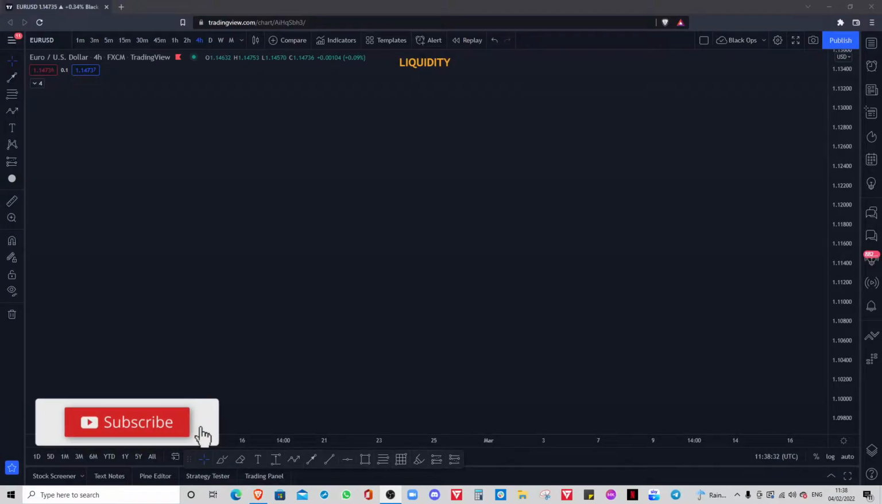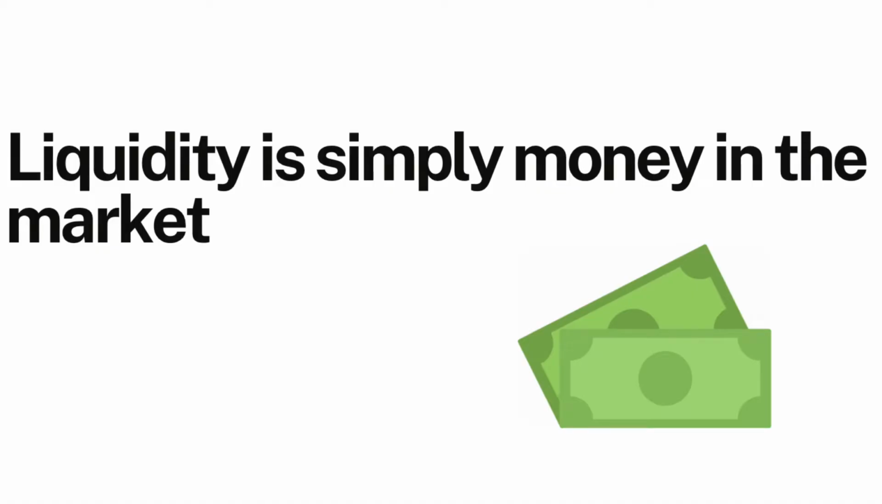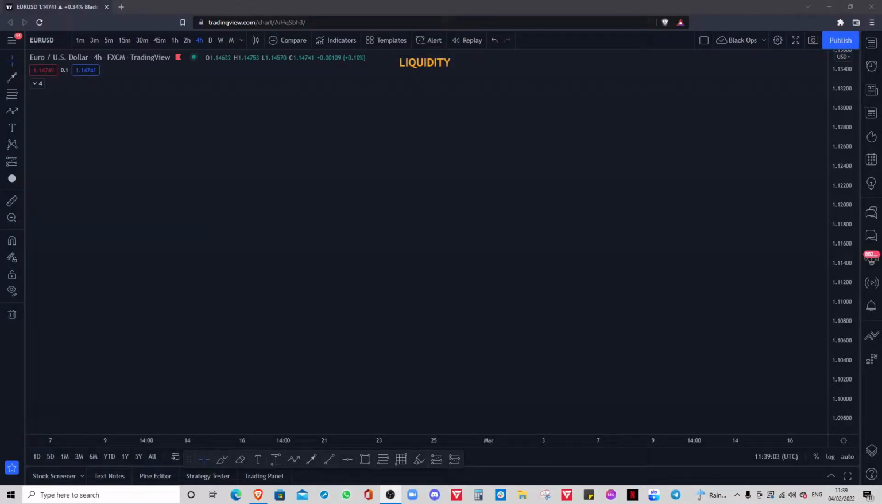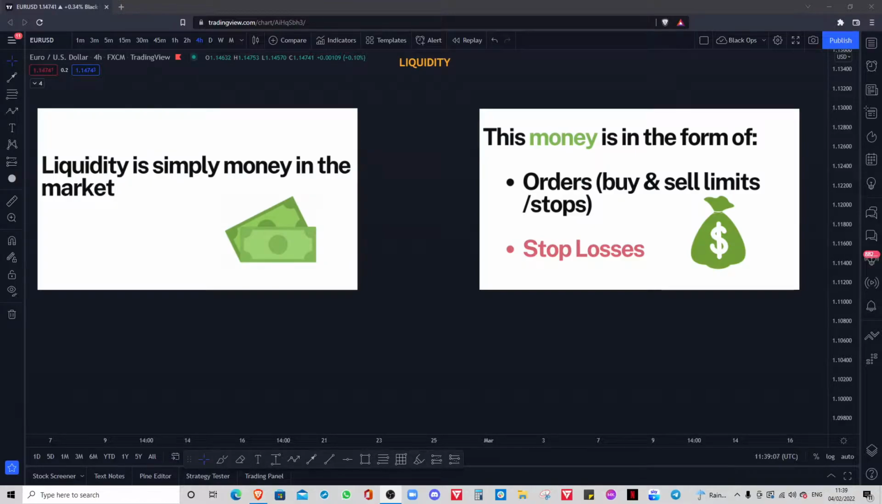Okay, so in today's video, we are going to go over a concept called liquidity, what it is and how you can use it as an added confluence when taking smart money concept trades. So liquidity, simply put, is just money in the market. This money comes in the form of orders and stop losses. So that is the actual definition of what liquidity is. It's simply just money in the market.